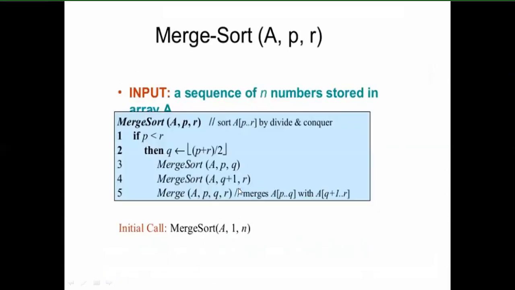So this is the same algorithm. First we divide with q, merge p to q, then merge q plus 1 to r. This is the left part, this is the right part, then finally we merge these. So here we take it like this. This is my array, this is my A element. Okay. This is my P. Sorry, this is my Q.